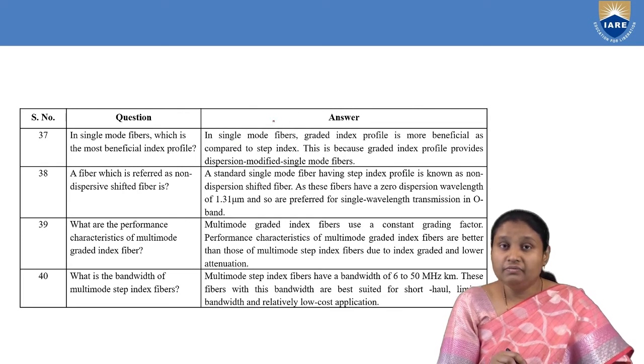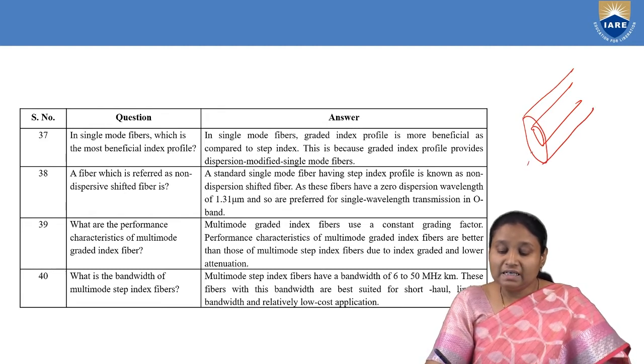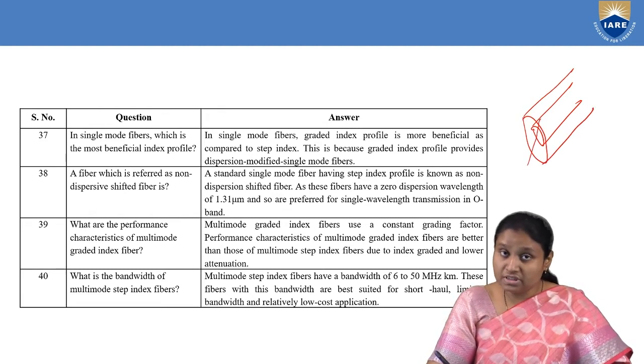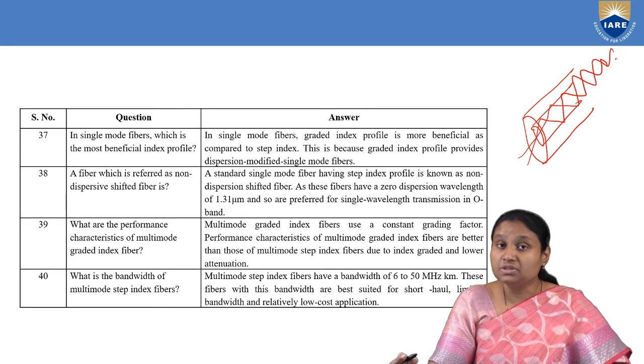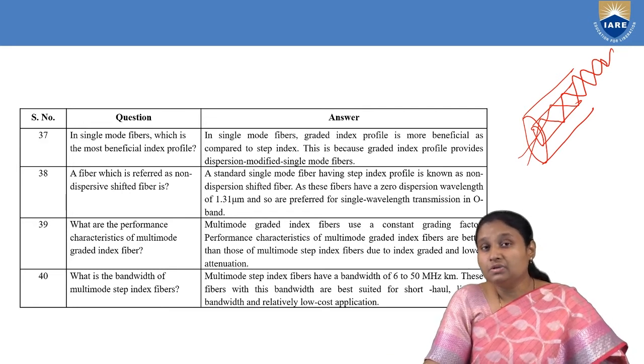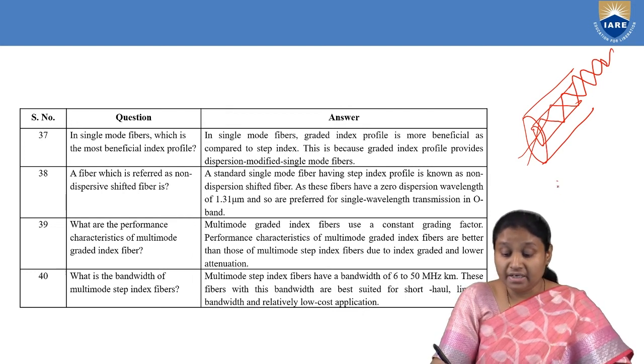Then next, in single mode fibers, which is the most beneficial index profile? We have seen that when we take step index fibers, now different light rays, when we take multi-mode step index fibers, take different paths to reach the output, and they may not reach the output at the same time. So they will take different times to reach the output. This particular problem is called dispersion. But this problem of dispersion, we are able to overcome in graded index fibers.